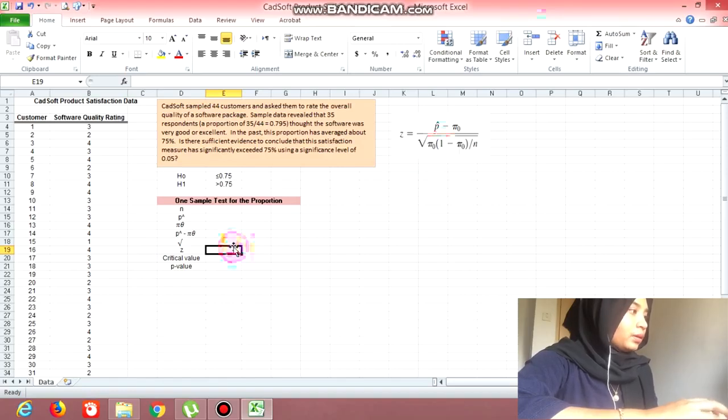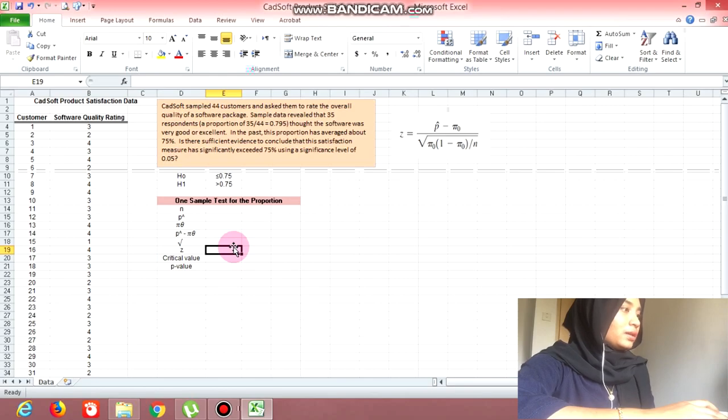Okay. Catsoft sampled 44 customers and asked them to rate the overall quality of a software package. Sample data revealed that 35 respondents, a proportion of 35 over 44, that gave us 0.795, thought the software was very good or excellent. In the past, this proportion has averaged about 75%. Is there sufficient evidence to conclude that this satisfaction measure has significantly exceeded 75% using a significance level of 0.05?